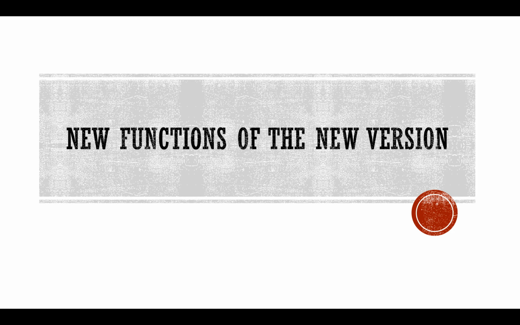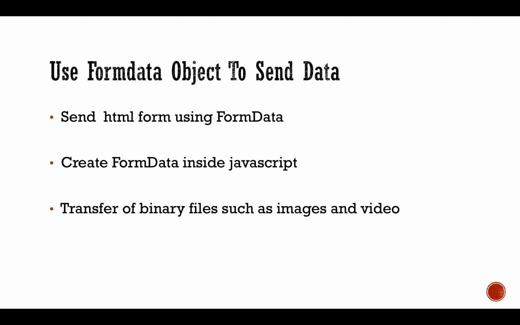Now I introduce some new functions of the new XMLHttpRequest level 2. Ajax is frequently used to transmit form data in order to ease the form data processing. HTML5 added a new FormData object which can simulate a form. Users can send the FormData object directly, and it has the same effect as submitting the form.